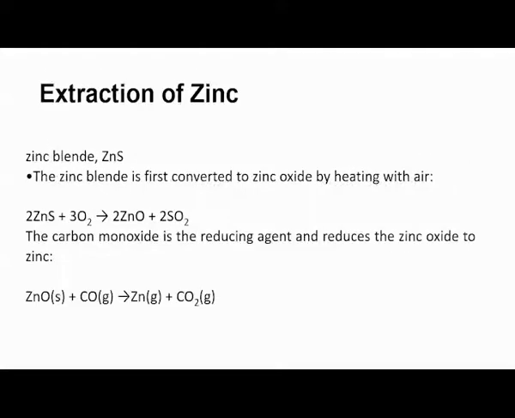Then you move to extraction of zinc. We need to know that zinc blende is a name for zinc ore. Zinc sulfide is the compound contained there. Two chemical reactions are involved. First, heating zinc blende with air forms zinc oxide. Secondly, zinc oxide is reduced by heating it with carbon monoxide. And finally, we have zinc as a pure metal.